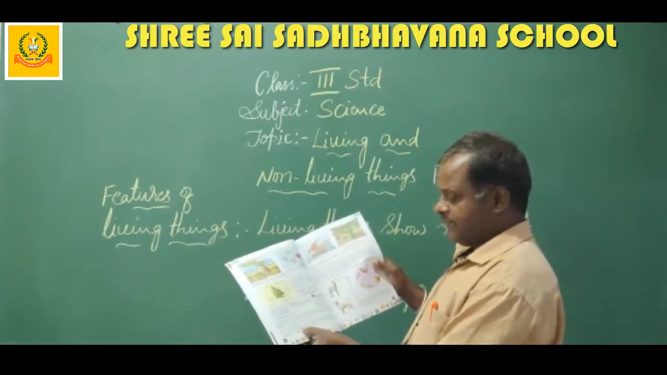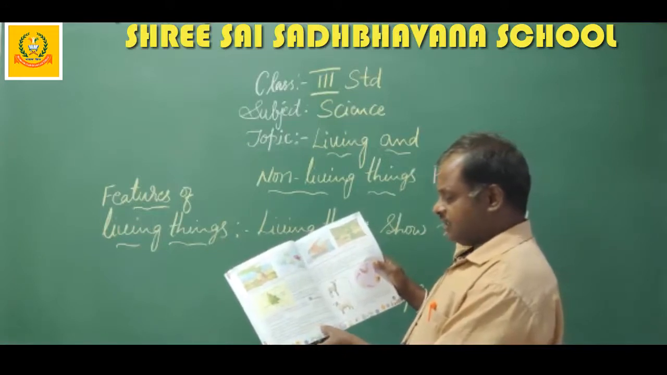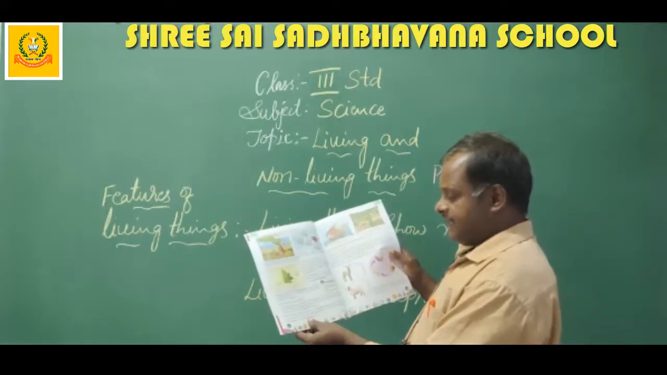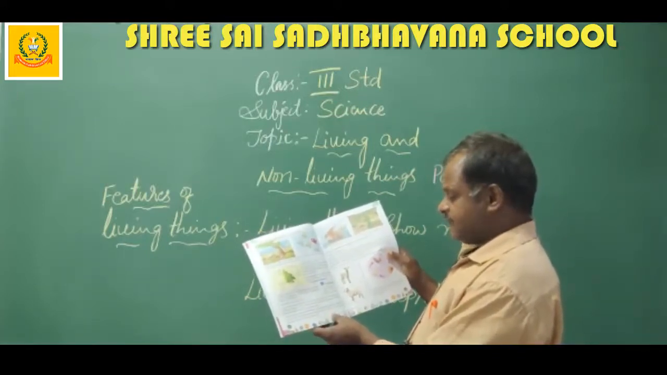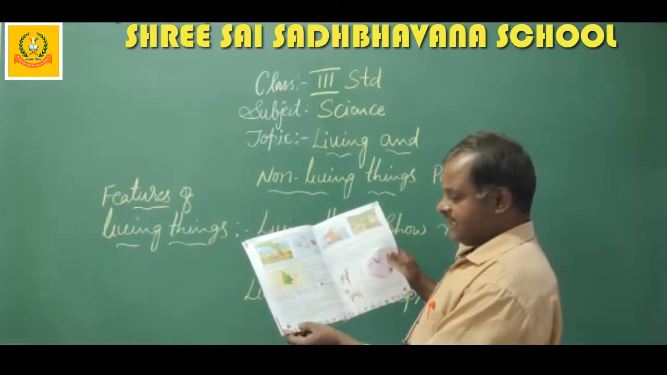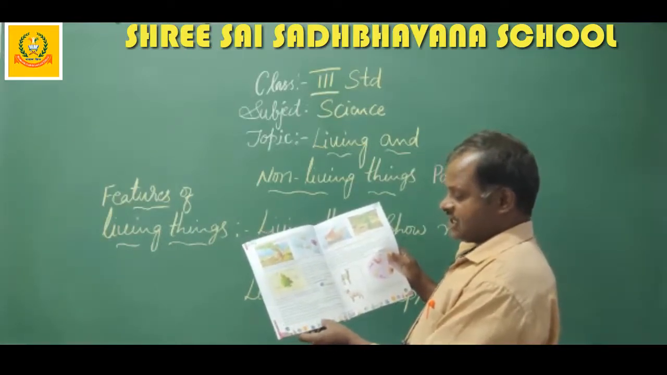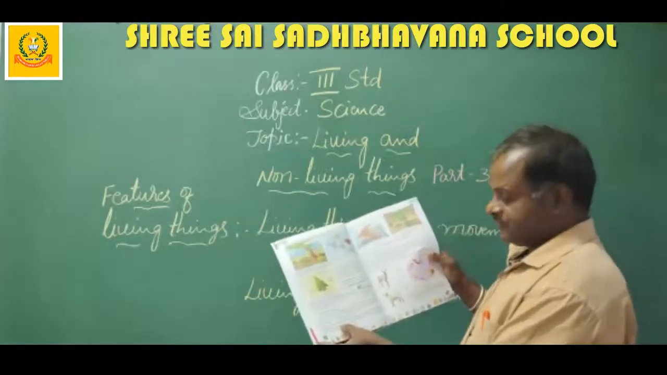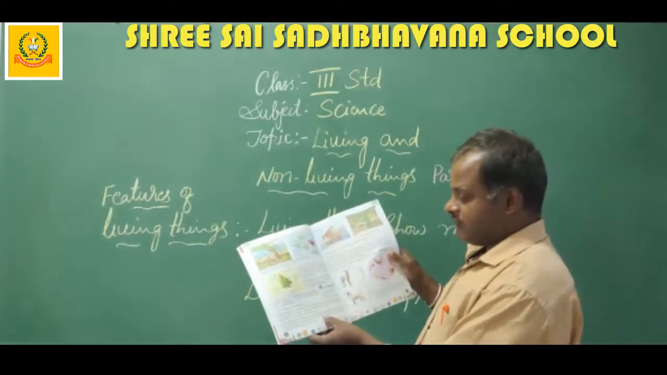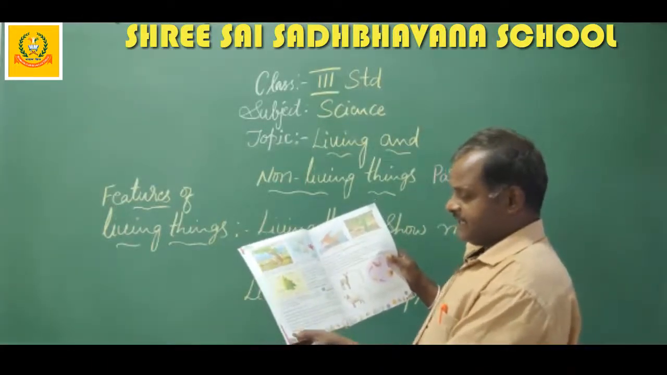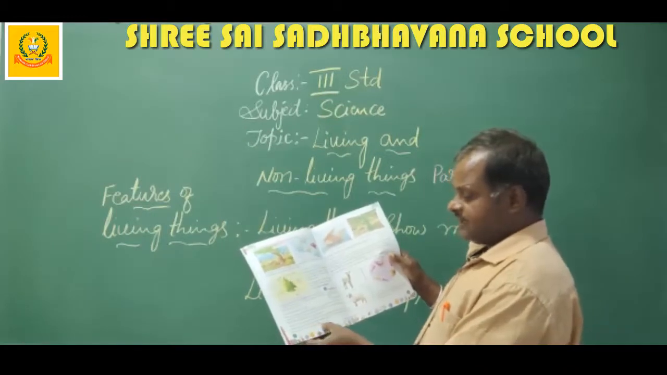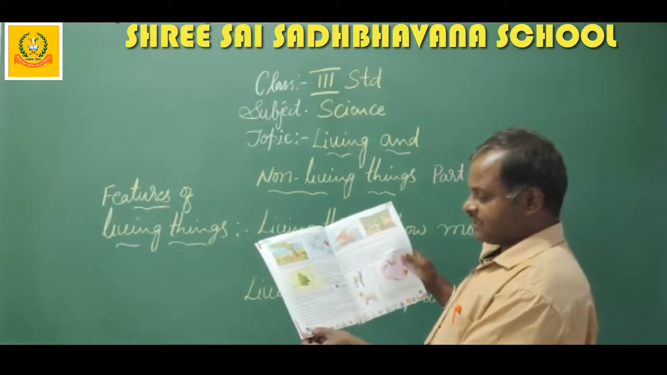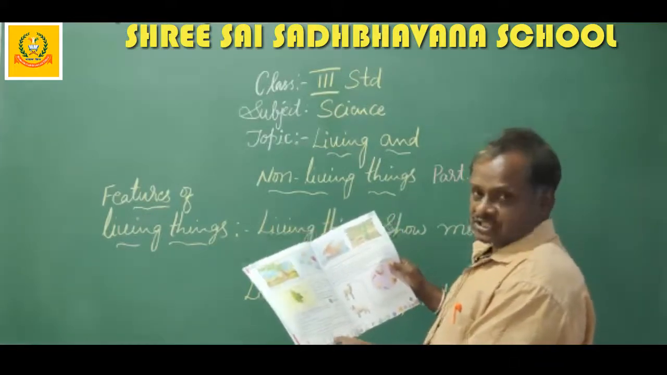Plants also show movement. Climbers move along the walls while creepers spread along the ground. Sunflower bends towards the sun. The stem of a plant grows upwards and its roots grow under the soil.